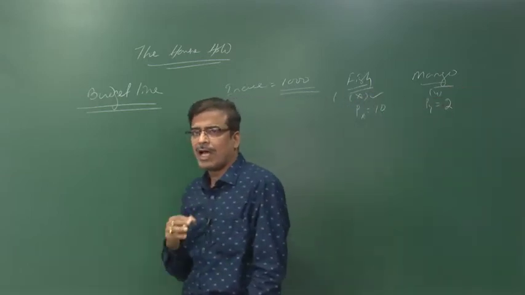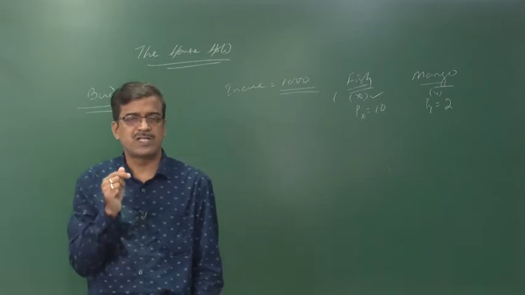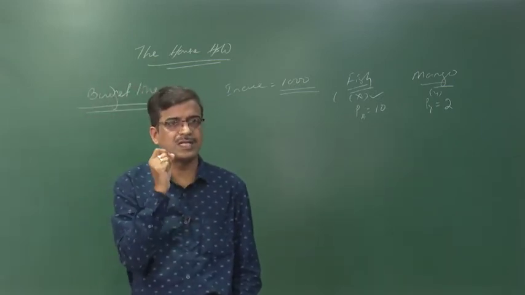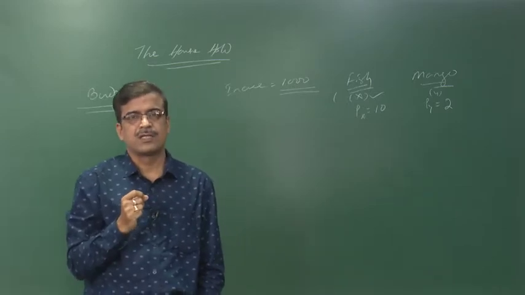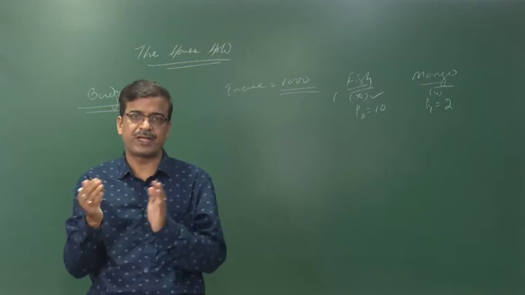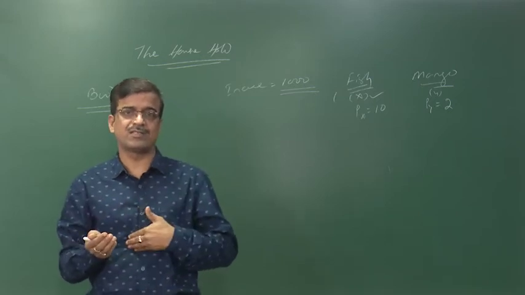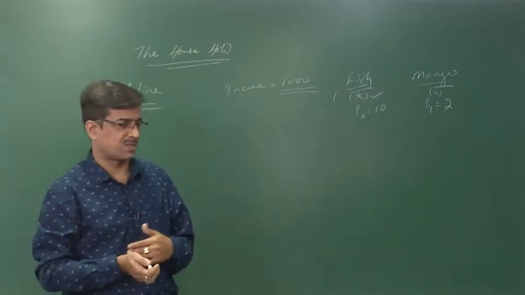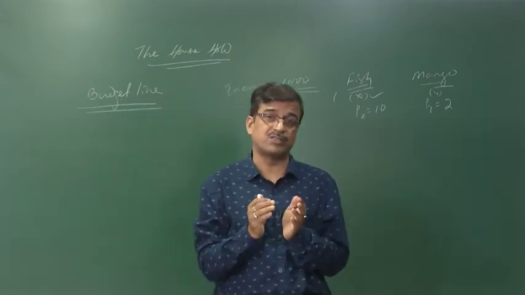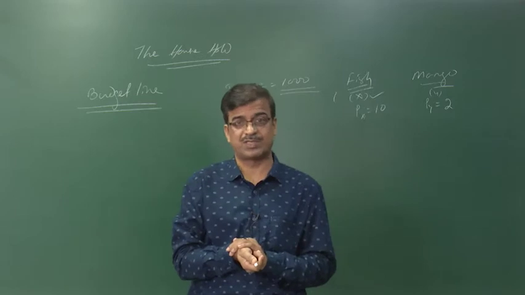Now, how will the consumer spend his entire money income of 1000 rupees on both the commodities, so that the intention of the consumer is maximization of satisfaction. That is the latter part we have to cover: which particular combination provides the consumer maximum satisfaction.